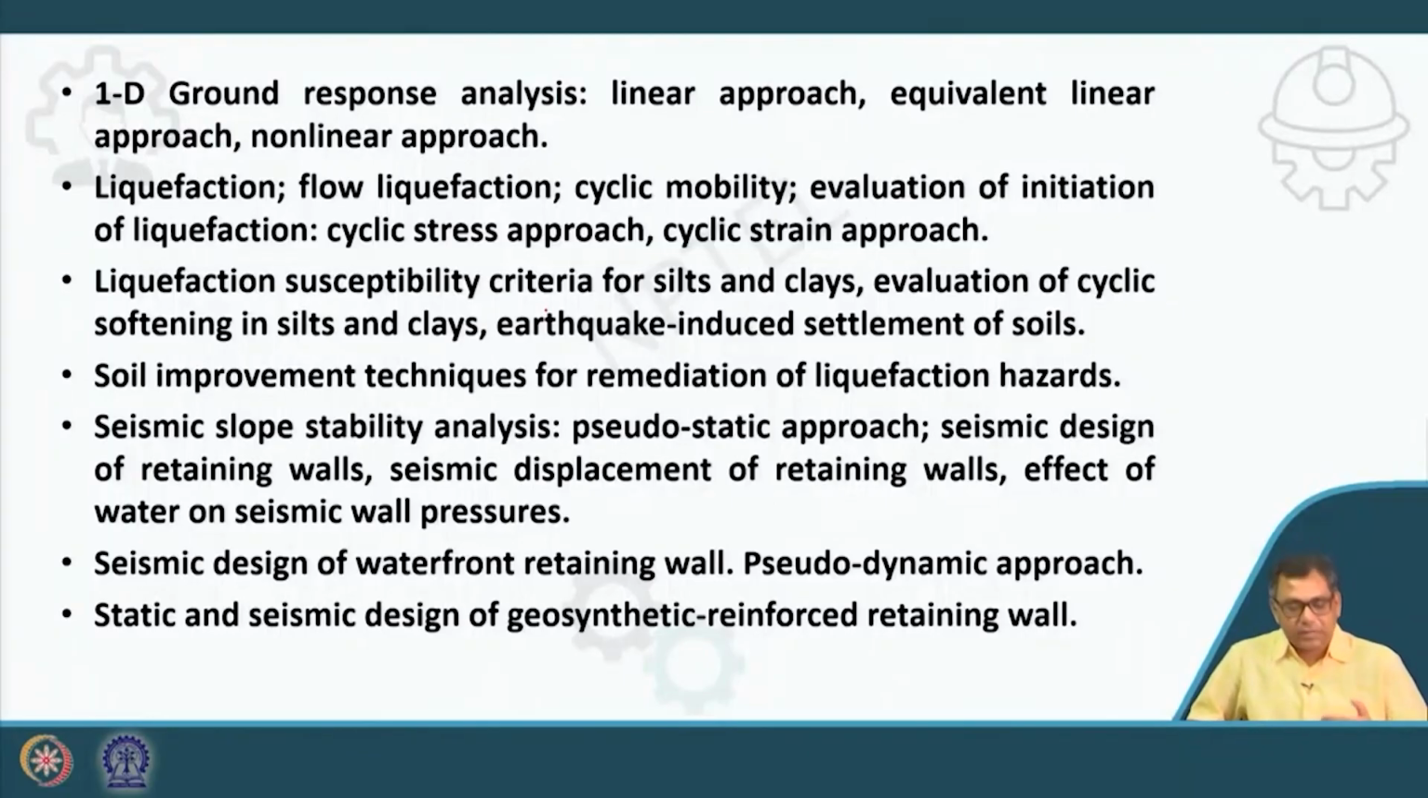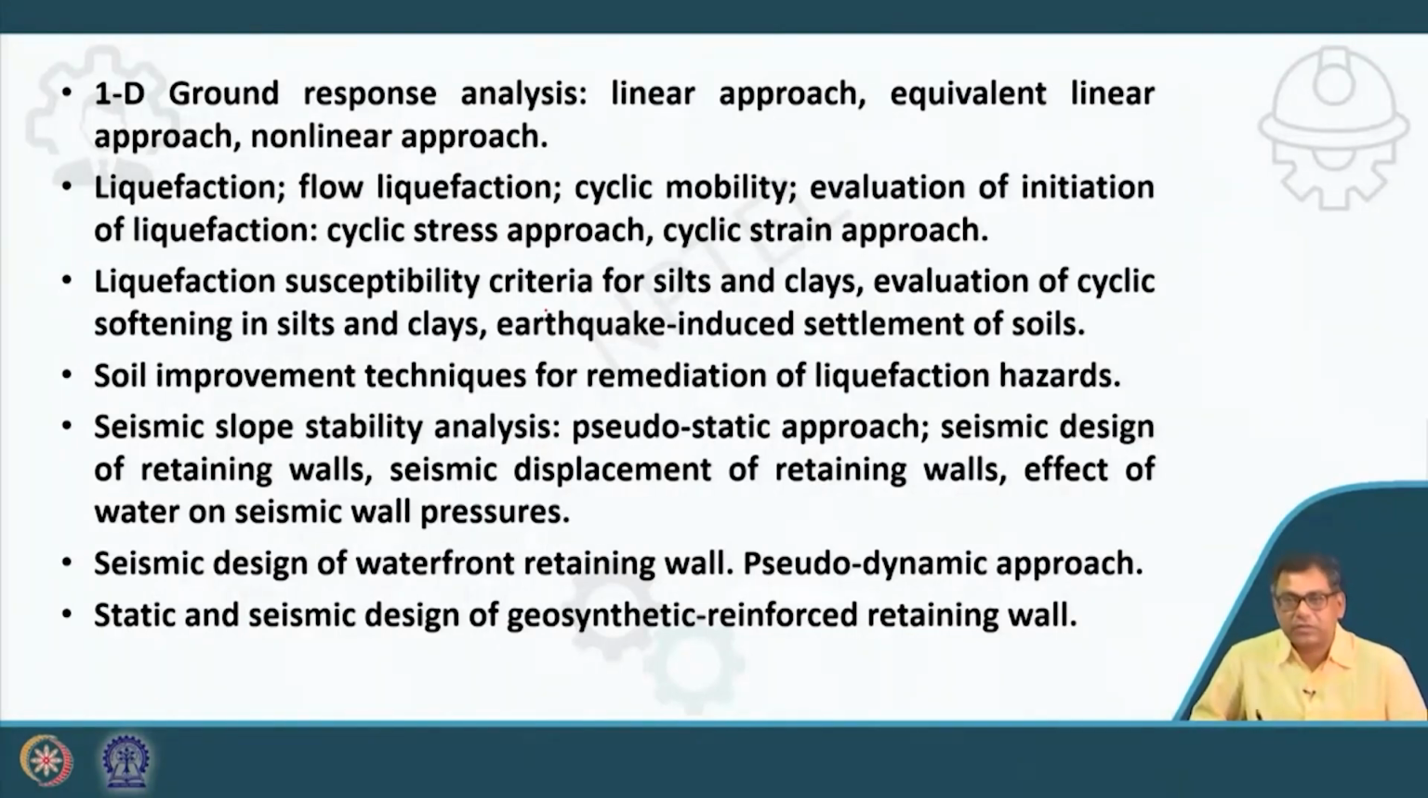Next stage, I will discuss the soil improvement techniques to mitigate the liquefaction hazard as well as the earthquake hazard. Okay, mainly I will discuss the liquefaction hazard, but at the same time, if you use those ground improvement techniques, the earthquake hazard will also be mitigated. Okay, so that means how the liquefaction hazard can be mitigated. Next one is the seismic slope stability analysis.